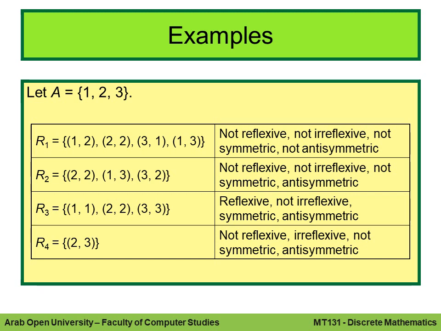R4 has only one ordered pair, 2,3. It is not reflexive, that should be clear. It is irreflexive. It is not symmetric because 3,2 is not there, and it is antisymmetric.